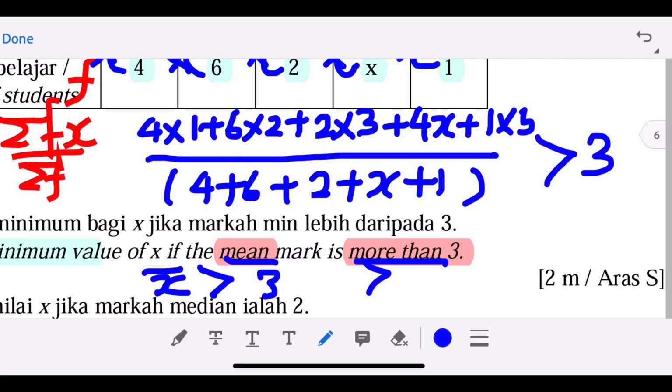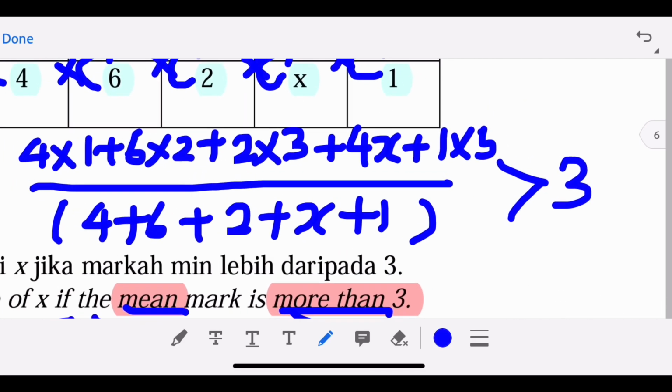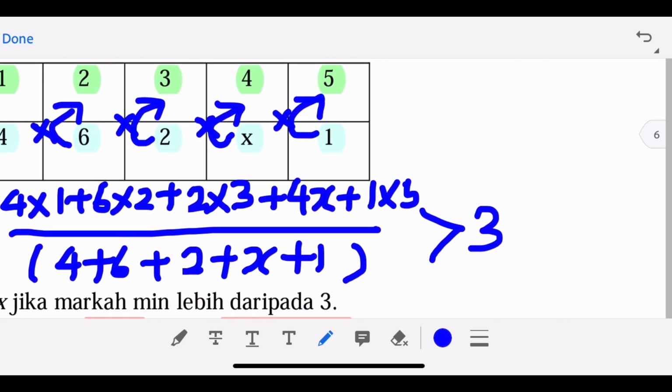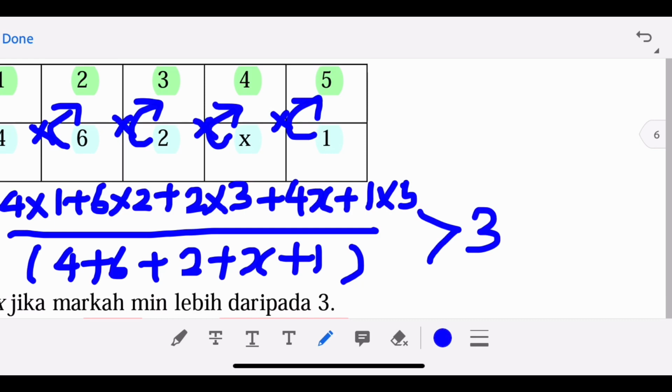Okay, now we try to simplify carefully. Alright, so now you can use your calculator if you want. You can take out your calculator and then you try to multiply.